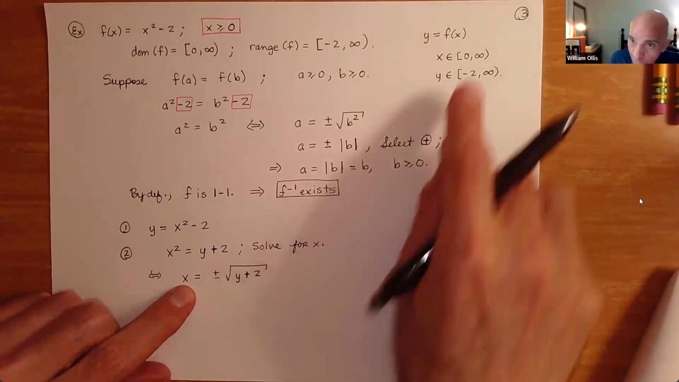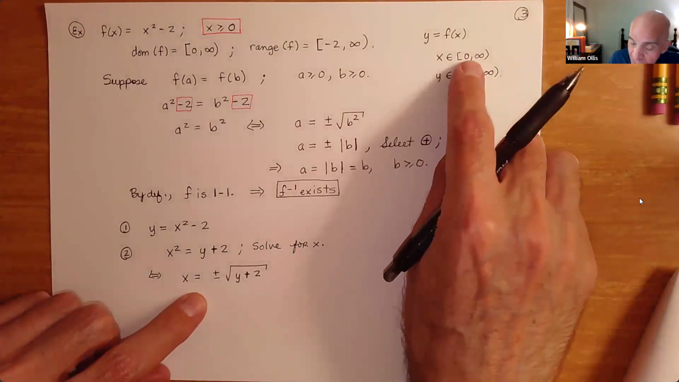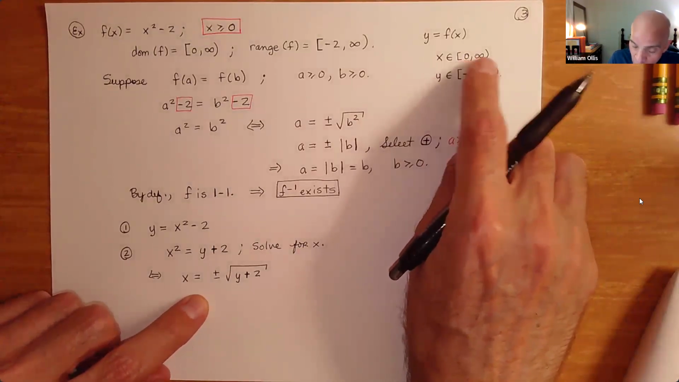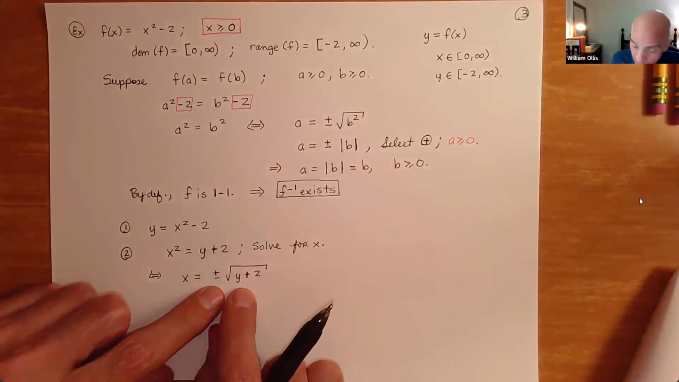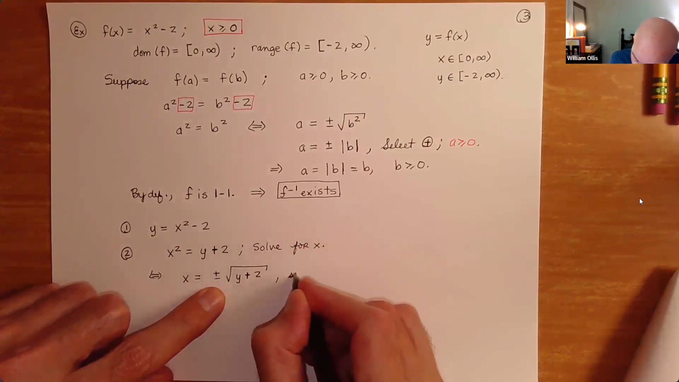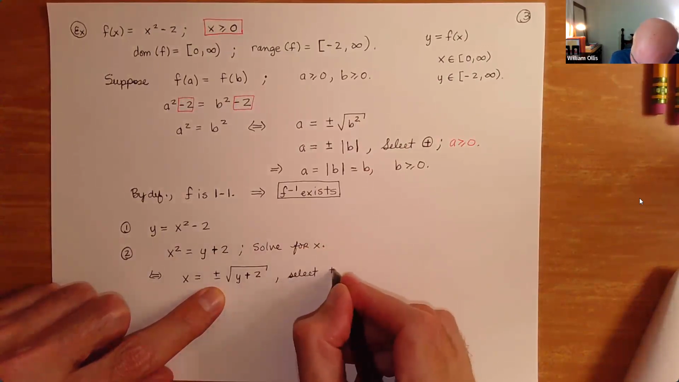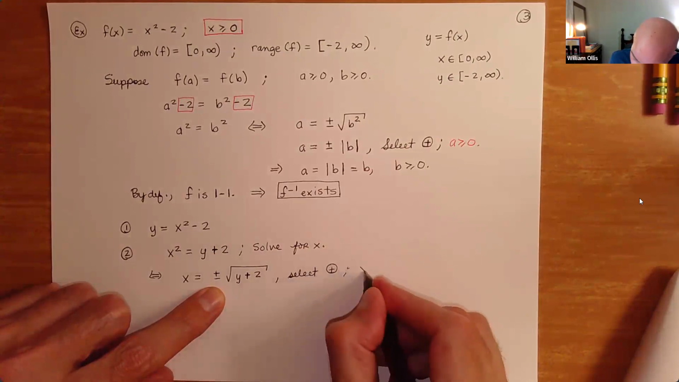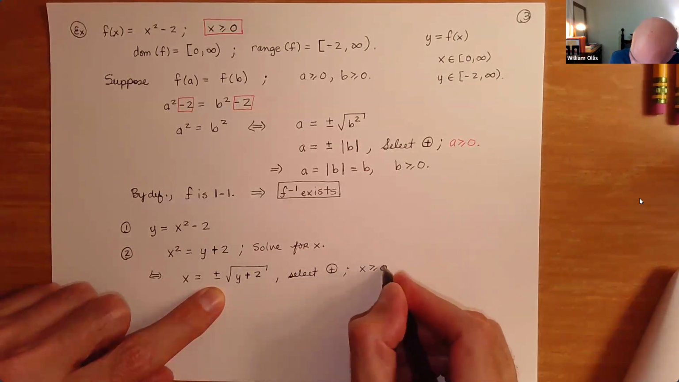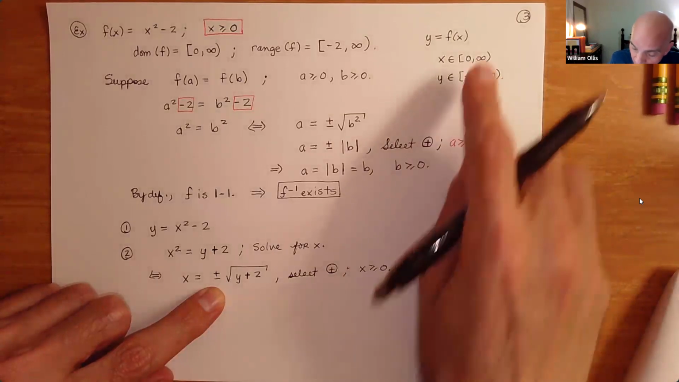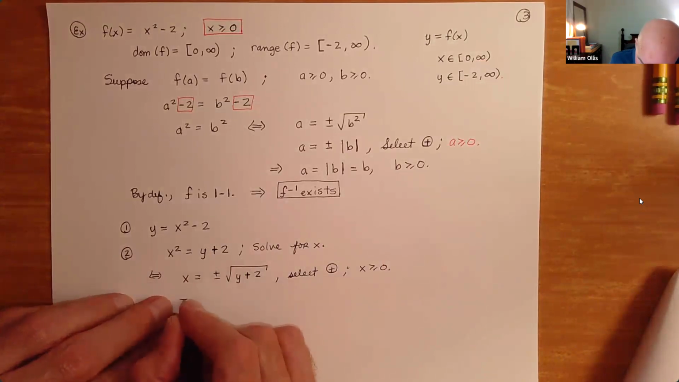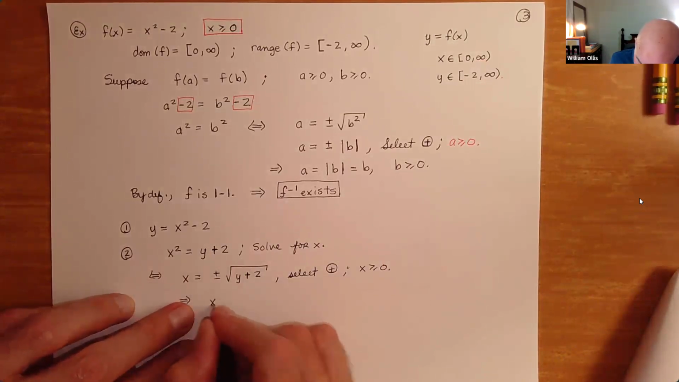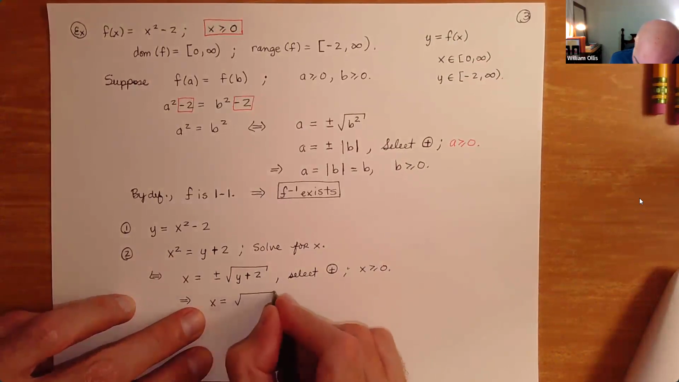Now, of course, we go back up here and we see that x is non-negative, 0 to infinity. So again, just like we did here, we will select the positive radical. So select plus, as x is greater than or equal to 0. So we need that piece of information here to make this deduction. So this will imply that x equals the principal square root of y plus 2.